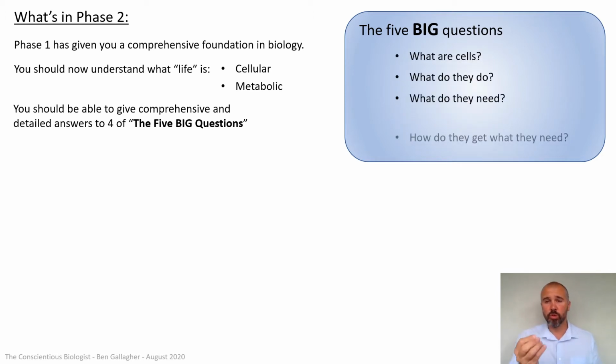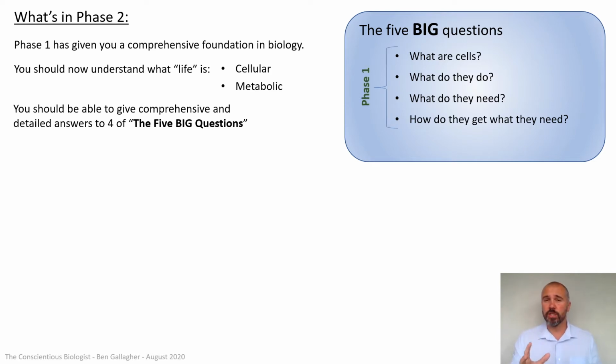What do they do? What do they need? And how do they get what they need? Now those 4 questions collectively made up phase 1. The last video on what do cells need kind of answered the 3rd one of those, but also unified all of the things together. But those are really essential. We're not going to go through them now. You can go back and watch the previous video to get a good summary of those.